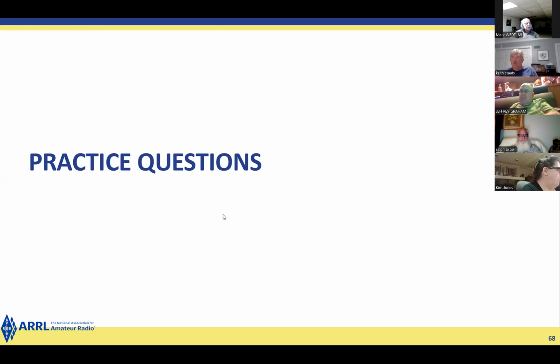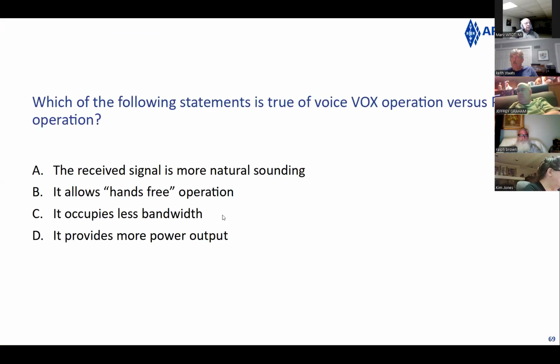So let's do some practice questions. Which of the following statements is true of VOX operation versus push-to-talk? A, the received signal is more natural sounding. B, it allows hands-free operation. C, it occupies less bandwidth. D, it provides more power output. B, yeah, allows hands-free operation.